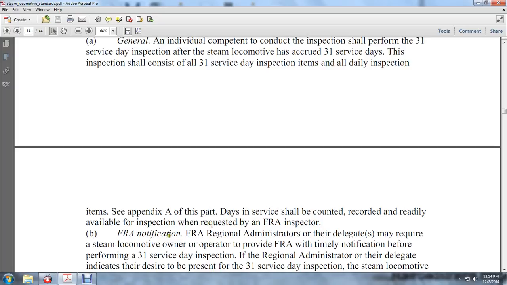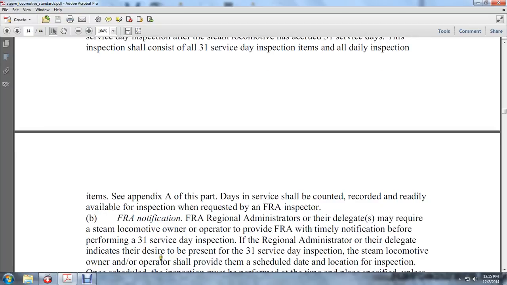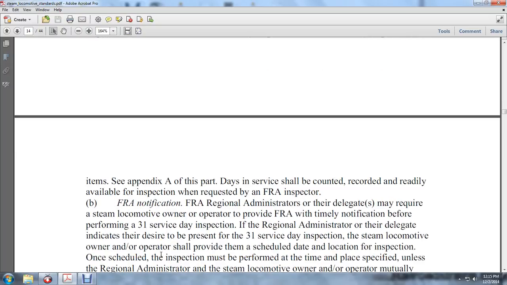(b) Federal Railroad Administration notification. The Federal Railroad Administration regional administrator or the delegate may require the steam locomotive owner or operator to provide the FRA with timely notification before performing a 31-day inspection. If the regional administrator or the delegate indicates the desire to be present at a 31-day inspection, the steam locomotive owner and operator shall provide them the scheduled location of the inspection.